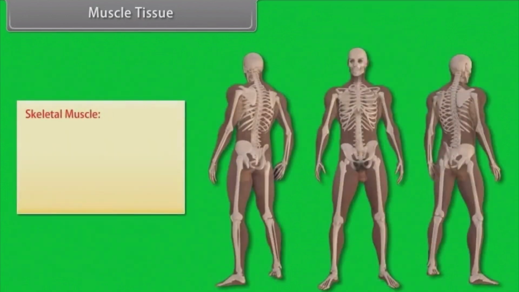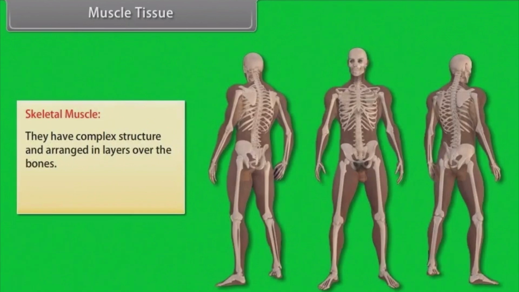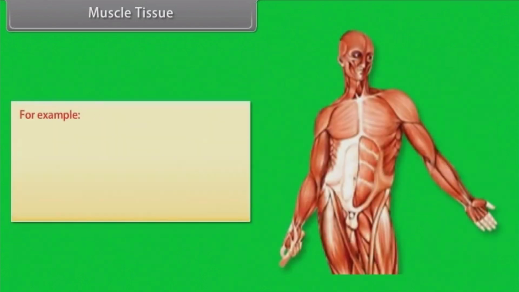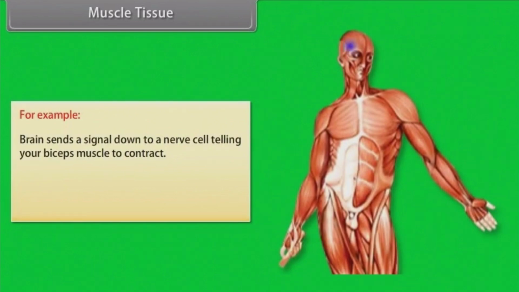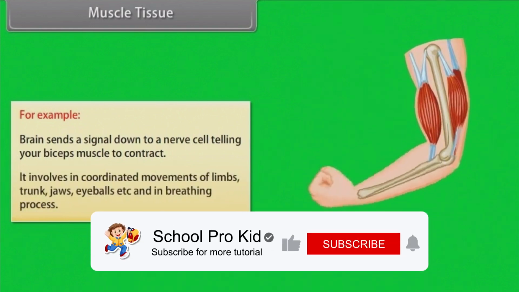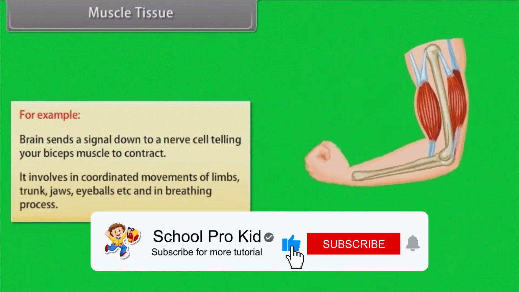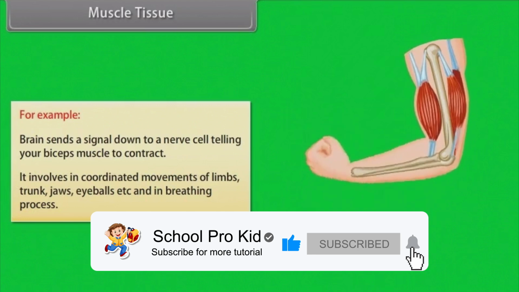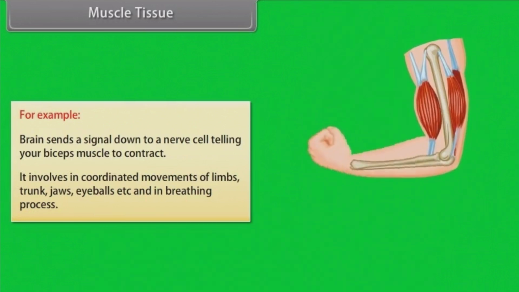Skeletal muscle. They have complex structure and are arranged in layers over the bones. The basic action of any muscle is contraction. For example, brain sends a signal down to a nerve cell telling your biceps muscle to contract. It involves in coordinated movements of limbs, trunk, jaws, eyeballs, etc. and in breathing process.